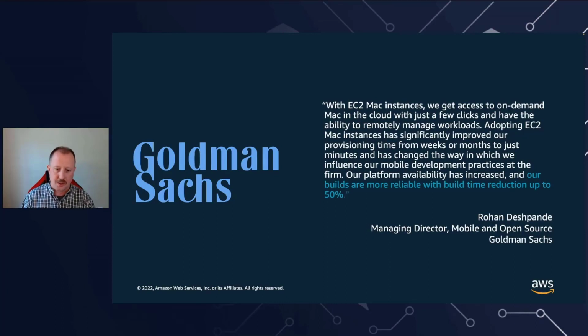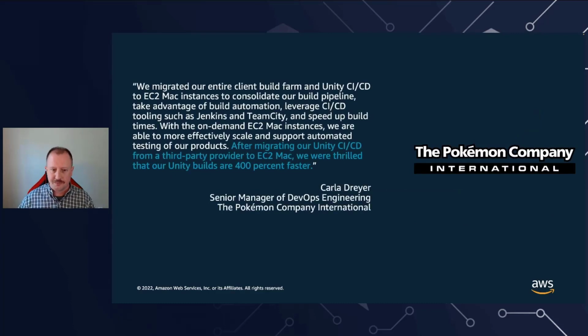Goldman Sachs, they spoke at this past re:Invent with us about EC2 Mac instances. I'm not going to read this whole slide to you. There's a few coming up that have similar amounts of words, but I will read out the highlighted section. Builds are more reliable with a build time reduction up to 50%. It's pretty big. Pokemon, this is Unity CI/CD, 400% faster builds with Unity on EC2 Mac. Just massive performance increases.